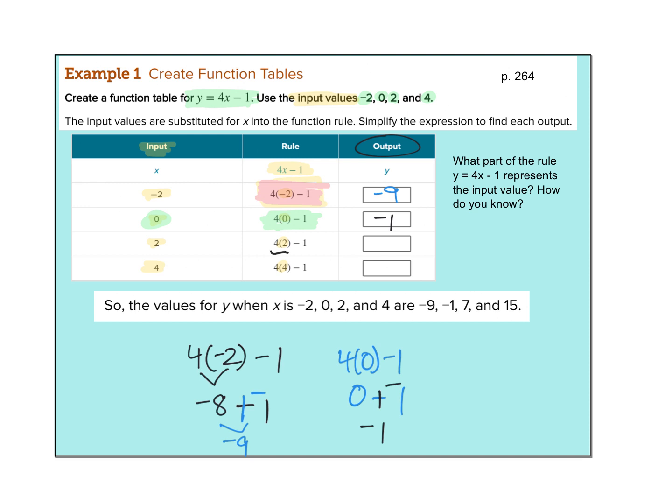All right, let's do this one. So 4 times 2 minus 1. 4 times 2 is 8, minus 1 is 7. So you should have got an output of 7. And then the last one, 4 times 4 minus 1. 16 minus 1 is 15 for your output. So you just made an input-output or a function table.